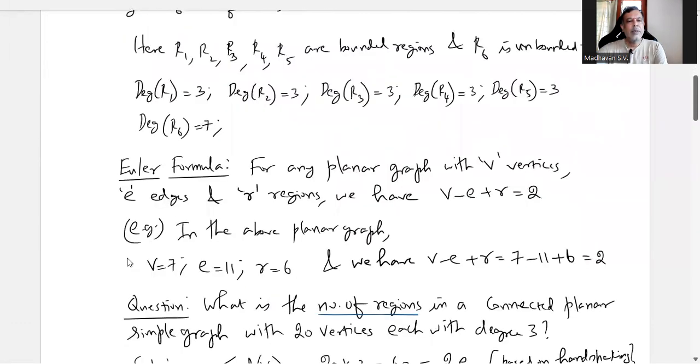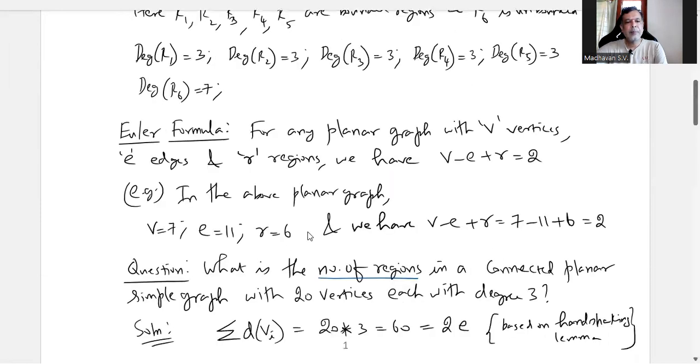Then what is Euler's formula? For any planar graph with V vertices, E edges, and R regions, we have V minus E plus R equal to 2. In the above planar graph, we may notice there are 7 vertices, 11 edges, 6 regions. So we have V minus E plus R, which is 7 minus 11 plus 6, which is 2 only. This Euler formula is applicable for all planar graphs.